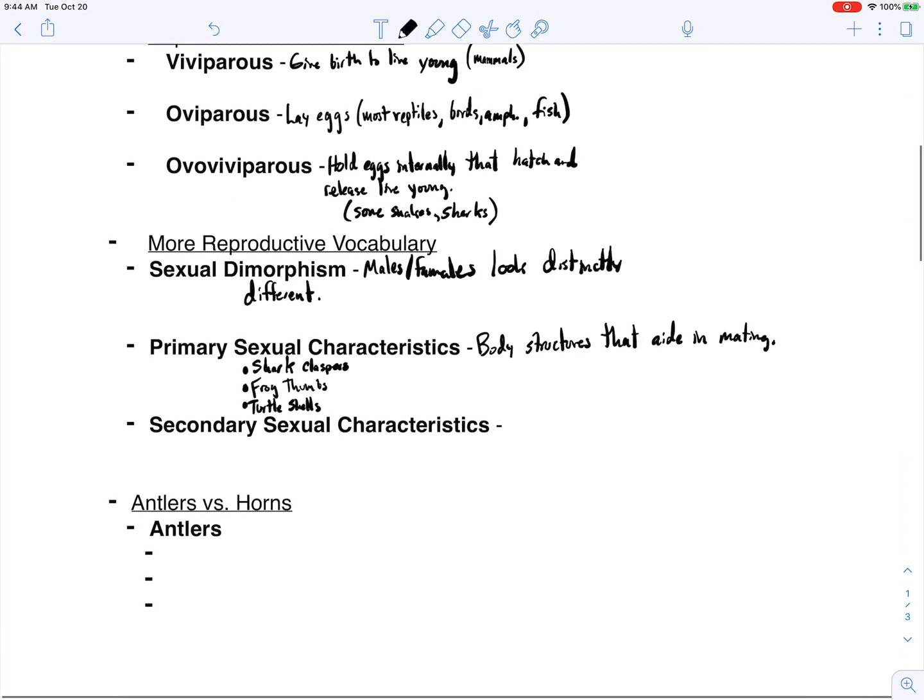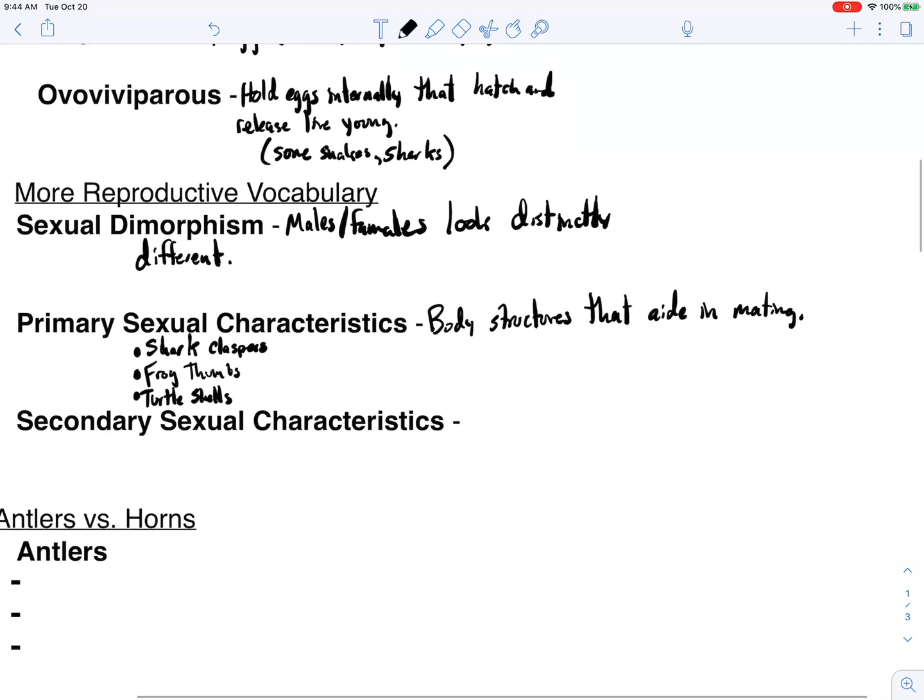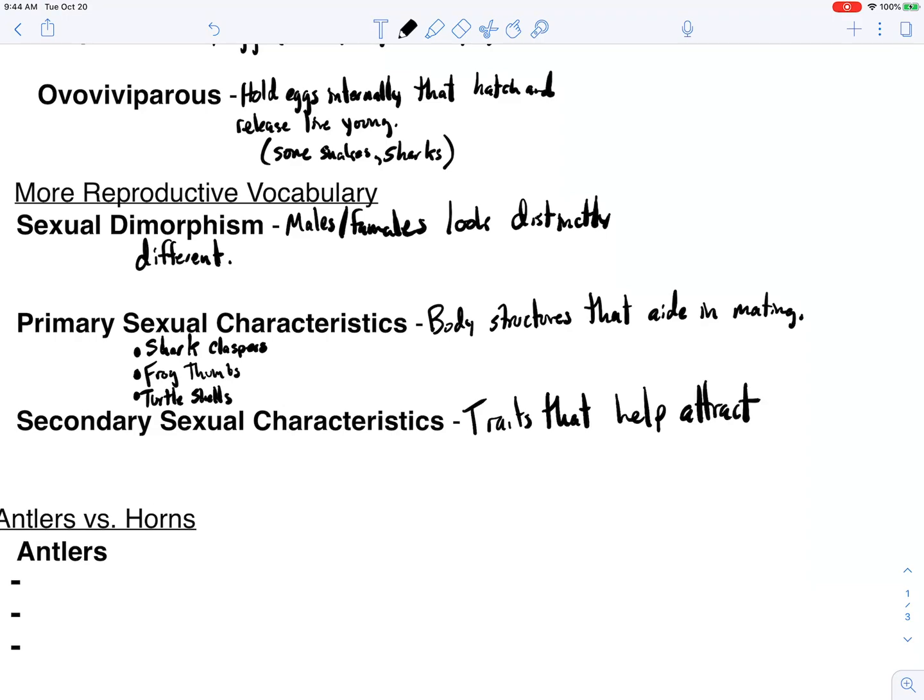Secondary sexual characteristics are absolutely everywhere, and these are traits that help attract a mate. They don't necessarily help in the act of mating, but they're physical characteristics that help in the attraction of a mate. And we see tons of this stuff. Antlers, which we've already talked about, are one of them, right? So deer can convey their health and age by the size and structure of their antlers.